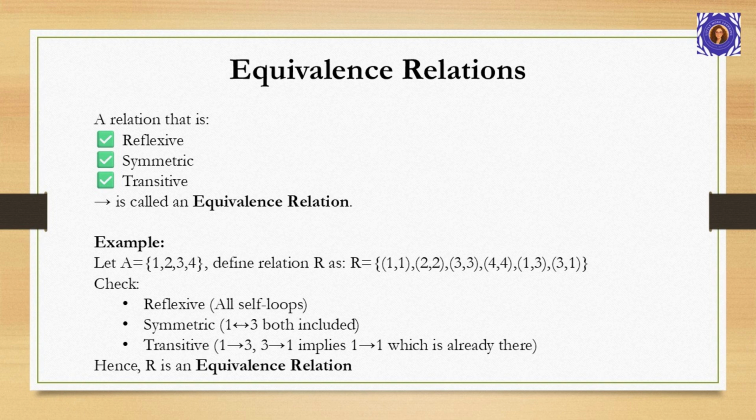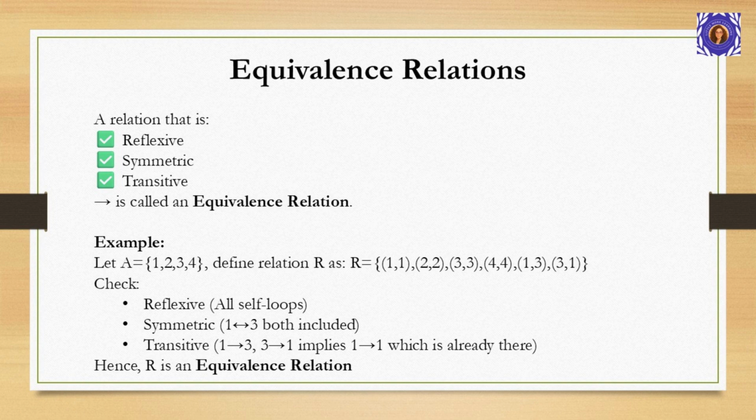First, reflexive. Every element is equivalent to itself. Second, symmetric. If A is equivalent to B, then B is equivalent to A. Third, transitive. If A is equivalent to B and B is equivalent to C, then A is equivalent to C as well. So let me demonstrate why this combination is so powerful with a concrete example.